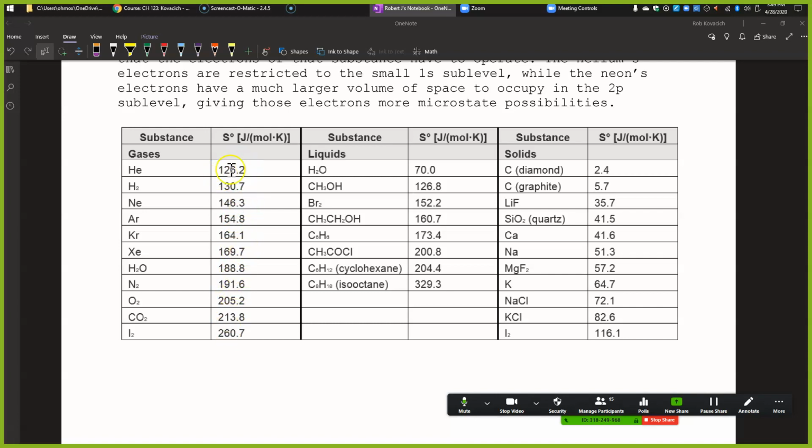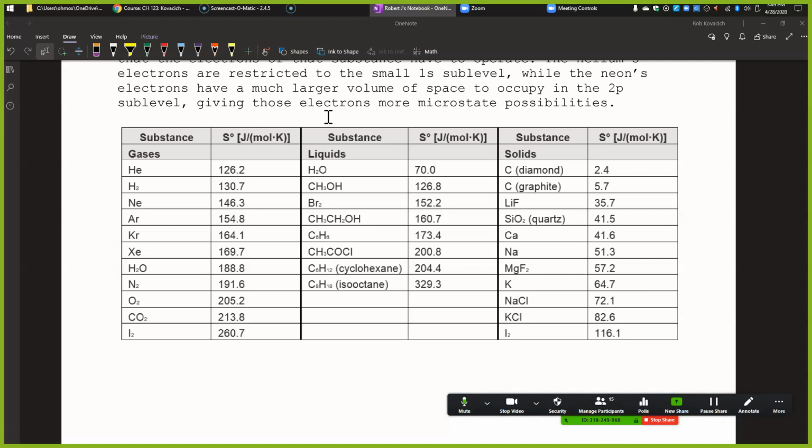So why does helium have the smallest entropy of these noble gases? It's the lightest gas. It's the what? It's the lightest. No, what do you mean by it's the lightest? Mass doesn't really have anything to do with it. Doesn't have as much energy. No, the energy itself isn't a function of entropy.